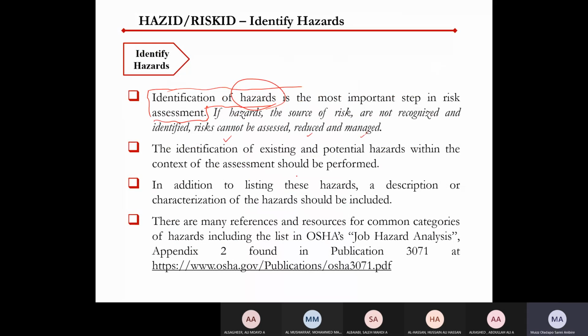Now, the identification of existing and potential hazards within the context of the assessment should be performed. In addition to listing these hazards, a description or characterization of the hazard should be included. So once you list the hazards, you also want to define them or characterize them, which means you describe them. Now, there are many references and resources for common categories of hazards. OSHA has a job hazard analysis. You can find it at this link, okay?